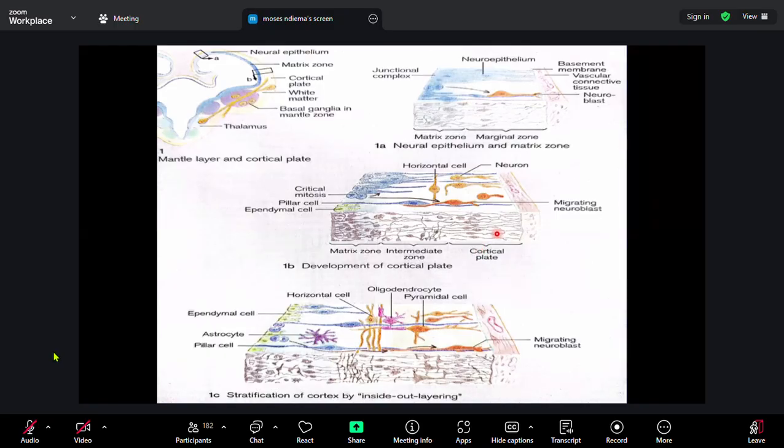So in the cerebral cortex and cerebellum, gray matter is on the outside, white matter is on the inside, and this is coming out by the process of inside-out layering.